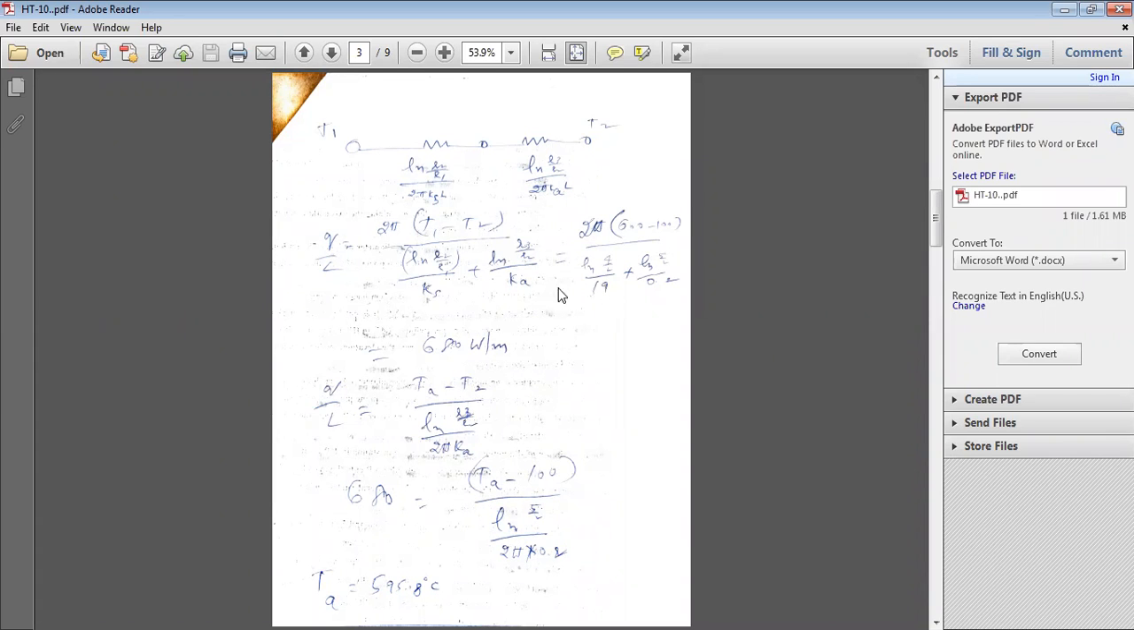Ln R3 by R2, Ln 5 by 2, divided by Ka, 0.2. From this formula you can calculate the interface temperature TA. TA is equal to 595.8 degrees centigrade.